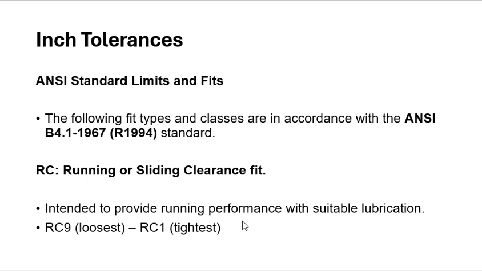This is just showing you the example. Here RC9 is for the loosest and RC1 is for your tightest. It's giving you the information for your RC, and that's your running performance with suitable lubrication. If you see this type of indication, you know that's a loose situation. That's a tight situation: tight fit and loose fit.